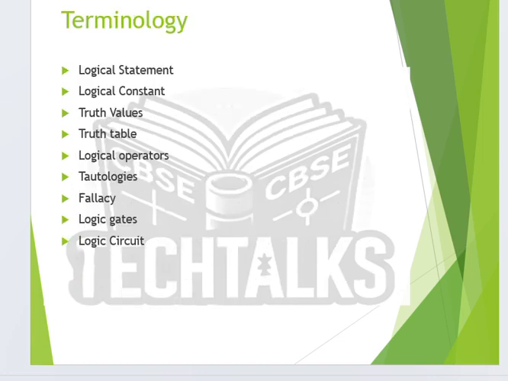Before moving further, let's understand the terminologies which will be used throughout the video. The first one is logical statement. It is a statement which can tell only two values, that is true or false, and is called a logical statement. The second one is logical constant. The truth values of a logical statement are called logical constants, and the truth values are true or false.